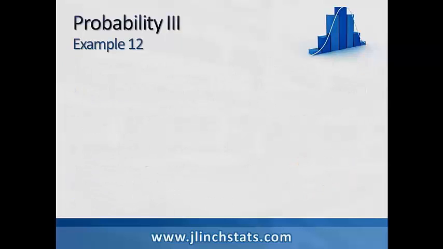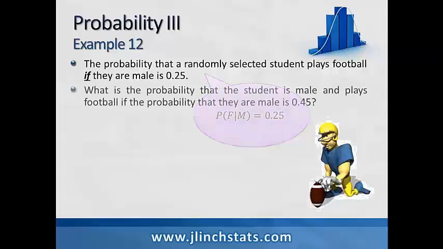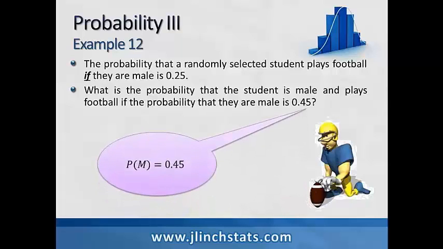Now in example 12 it says the probability that a randomly selected student plays football if they are male is 0.25. Now notice the conditional if here again. So given that we have a male student, the probability that this particular student plays football given they are male is 0.25. What is the probability that the student is male and plays football if the probability that they are male is 0.45? So we want to find a probability based on a conditional probability and a simple probability here.